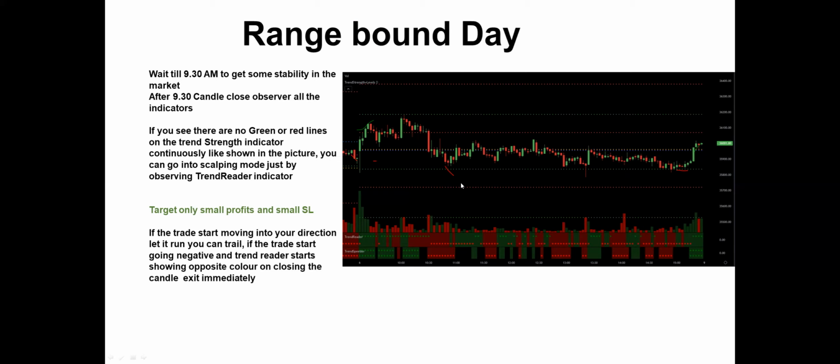But if you still want to have a trade, you can use our Trend Reader to do scalping. If you see there are no green or red lines on the Trend Strength indicator continuously, like shown in the picture, you can go into scalping mode just by observing the Trend Reader indicator. It will have very small profits as well as very small SLs. You can get into that mode and continue your trading. If the trade starts moving in your direction, let it run. You can do trailing. If the trade starts going negative and Trend Reader starts showing the opposite color, just close the trade immediately in the next candle.